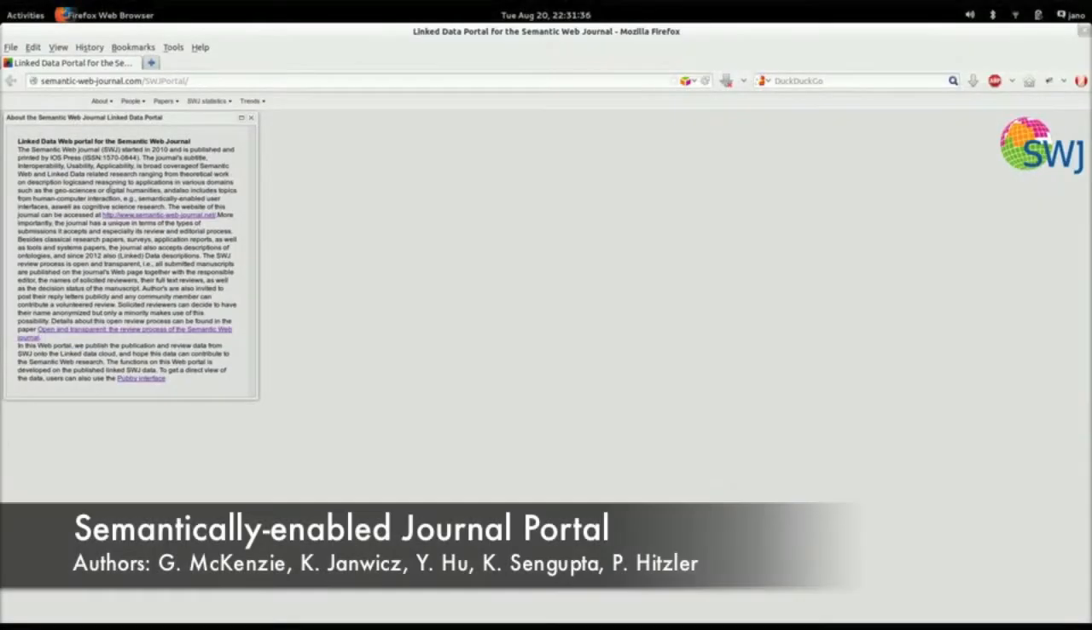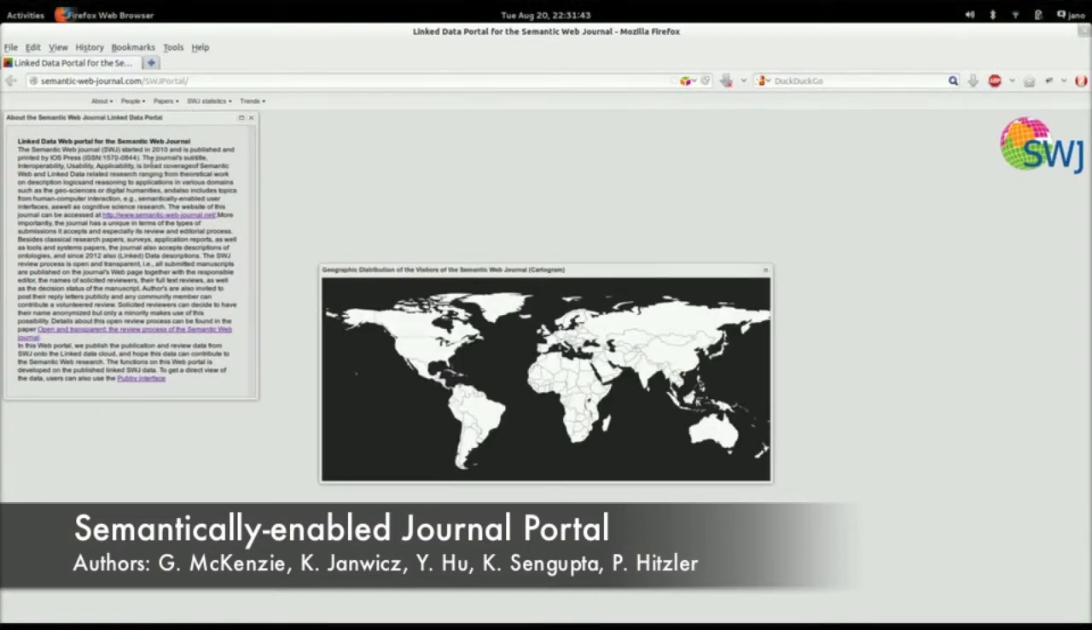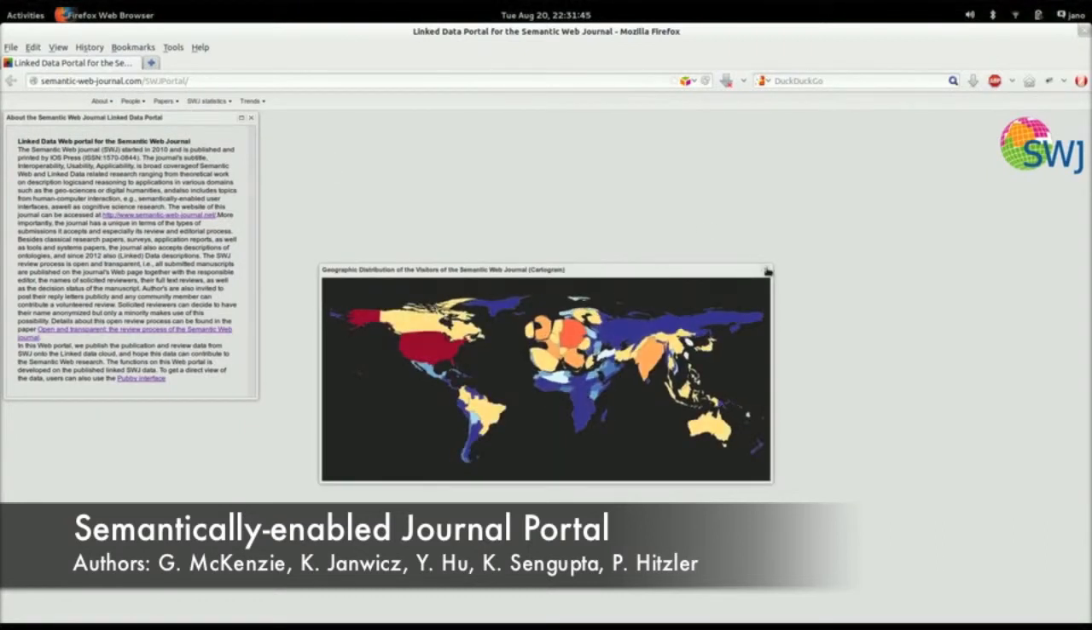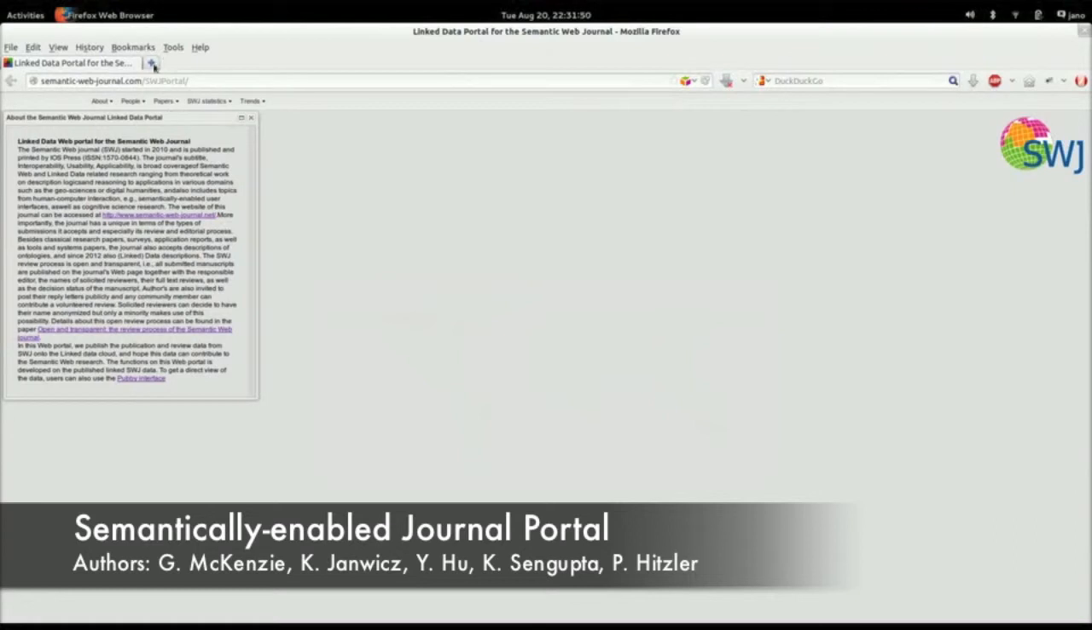This is a demo for the Semantically-enabled Journal Portal presented at the International Semantic Web Conference 2013. This project is developed by faculty and graduate students at UCSB and Wright State University. This portal offers a variety of interactive scientometric modules for exploring the linked data accessible via the Semantic Web Journal, including the location of visitors.